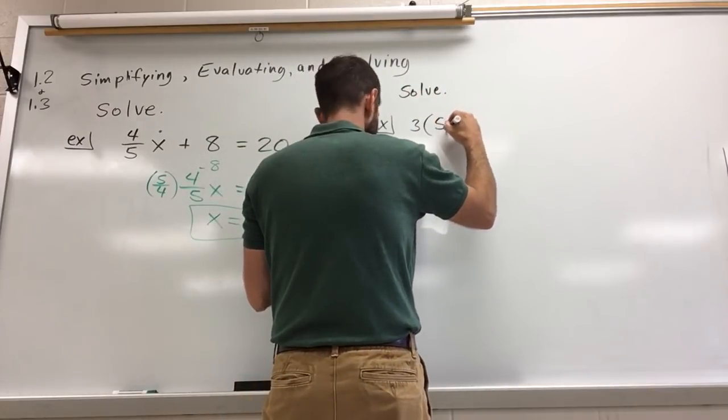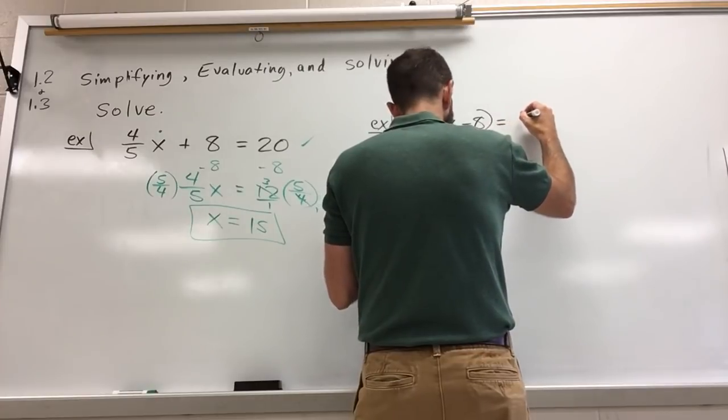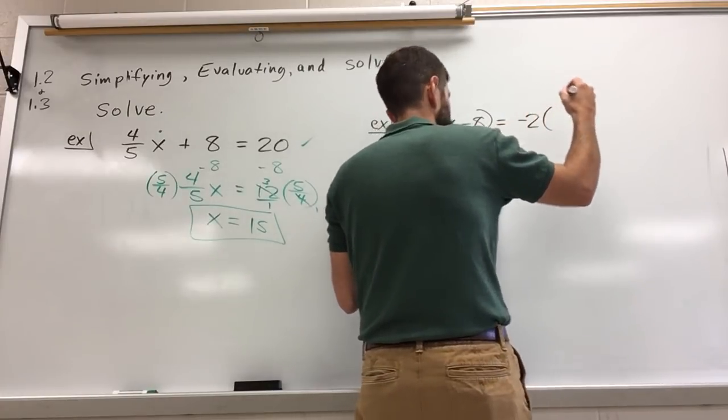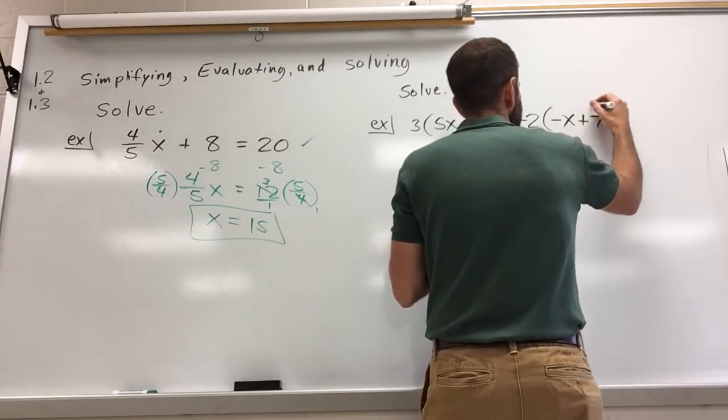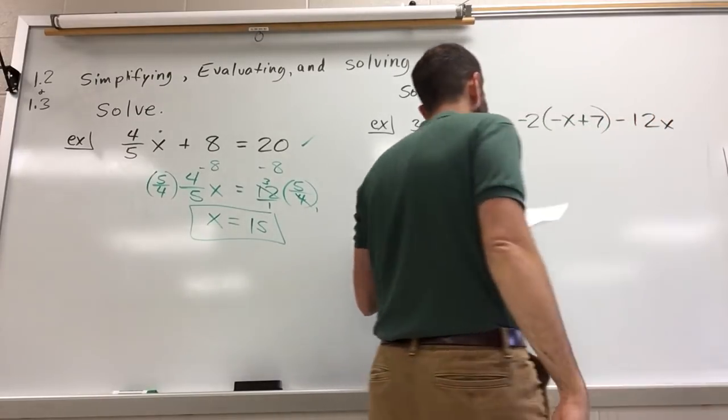3 times 5x minus 8 is equal to negative 2, negative x plus 7, minus 12x.